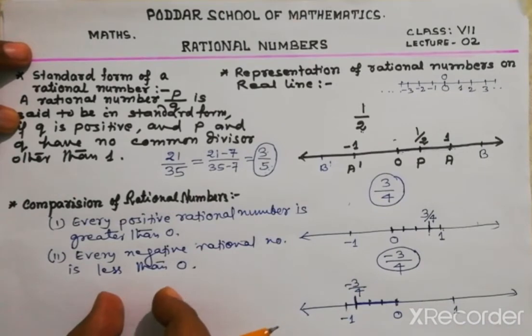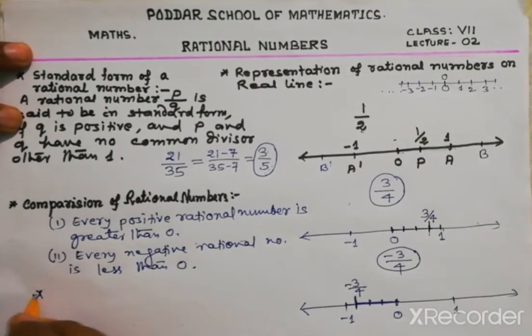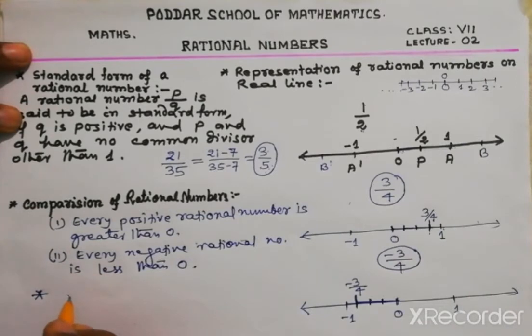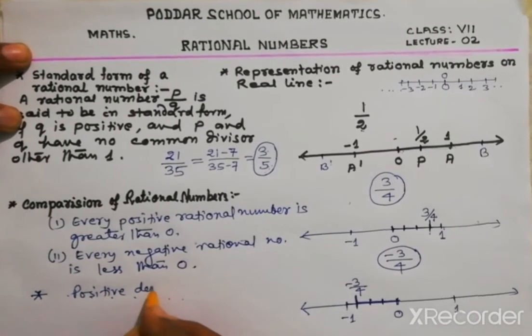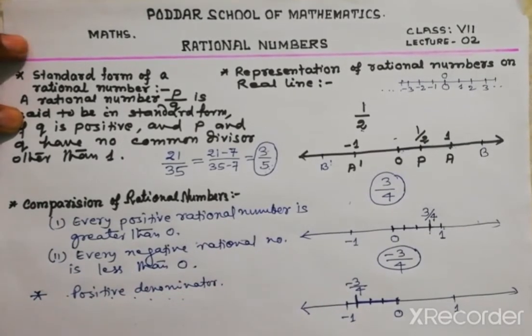अगर दो rational numbers दिया हुआ है तो हम उसको compare कैसे करेंगे? पहला स्टेप होगा: express each of the two given rational numbers with positive denominators. सबसे पहले रैशनल नंबर के डिनोमिनेटर को पॉजिटिव करना है.